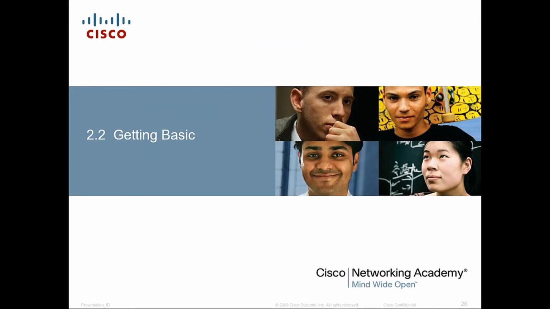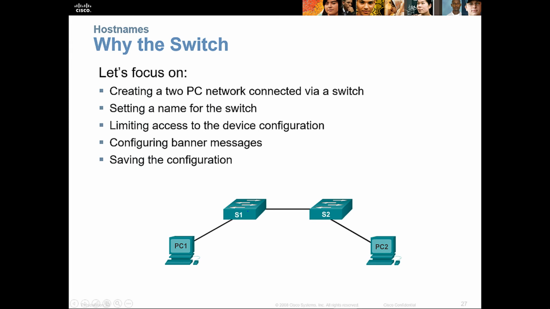Moving on to 2.2, getting basics. Okay, so let's get some basics down. Let's focus on creating a small 2 PC network. So we can do this between 2 PCs and 2 switches. So we can actually start limiting access to our devices. We can start a basic configuration so that if we do gain access to the device, we have some type of banner or message showing what it is.